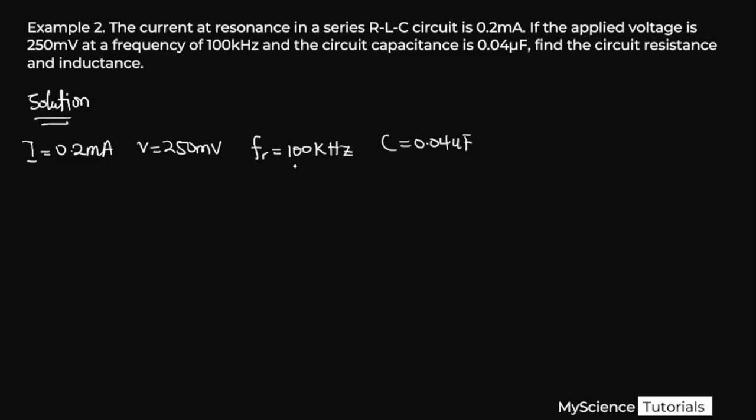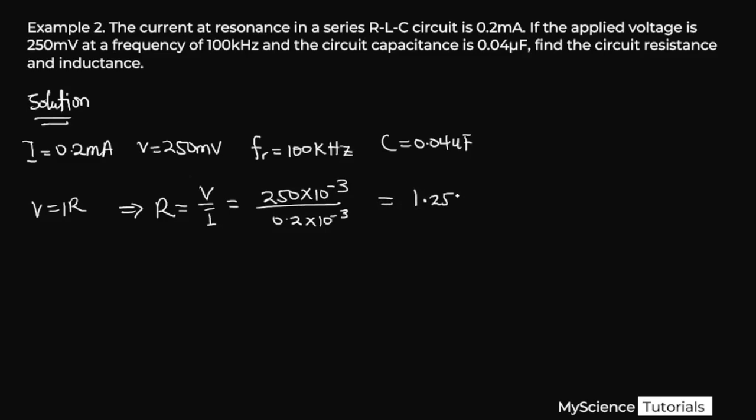Okay, so to find the resistance, that is very easy. We use V is equal to IR. We already have our voltage, we have our current, so we can easily find our resistance. So if we make resistance the subject here, that will be equal to our voltage over current. And then our voltage over here is 250 times 10 raised to the power minus 3, and our current is 0.2 times 10 raised to the power minus 3. So this is going to give us a resistance of 1.25 kilo ohms as our resistance.